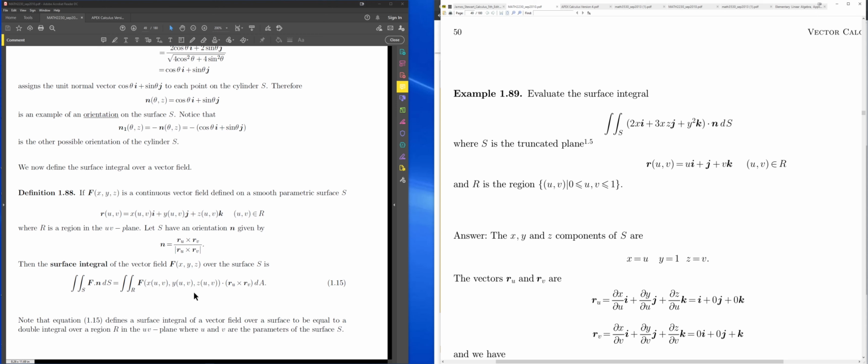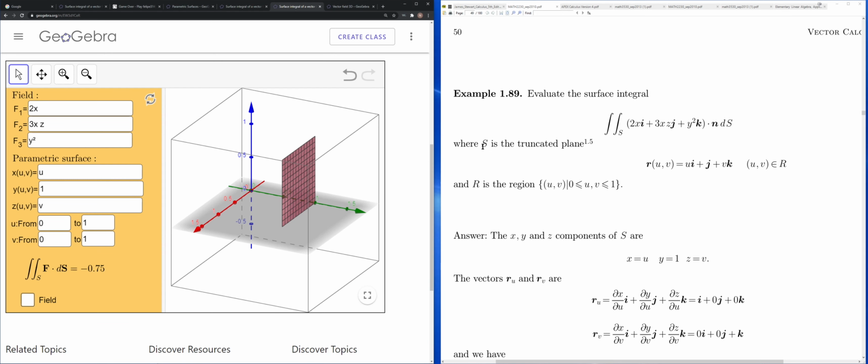When you're working out the surface integral, this would be your formula. You see the r_u cross r_v, so the orientation comes from this expression. Your parametric surface, the truncated plane that you're going to be integrating over, will have an inherent orientation associated to it, which comes from r_u cross r_v. So let's see what the vector field and the orientation look like. What the parametric surface looks like is a truncated plane.